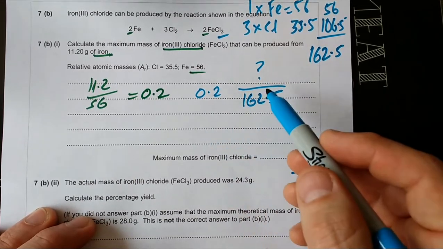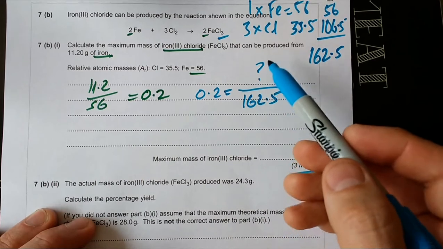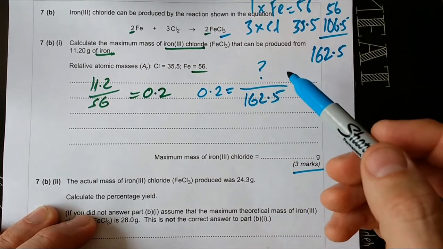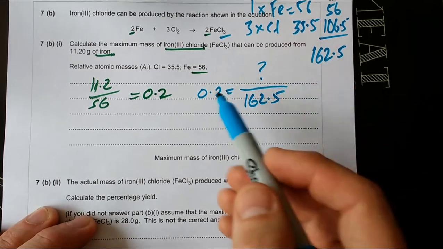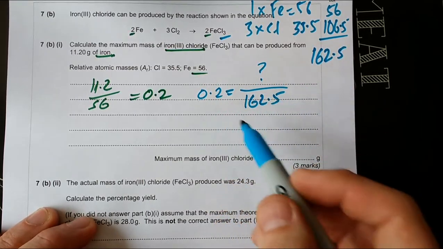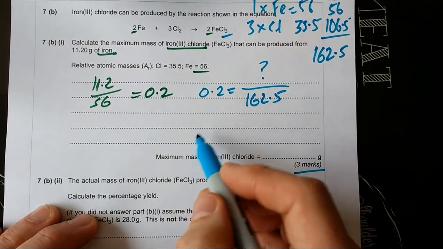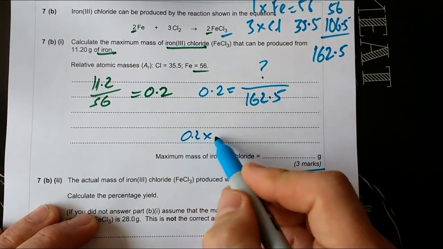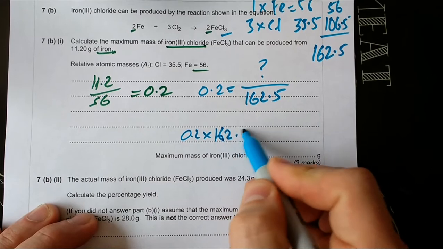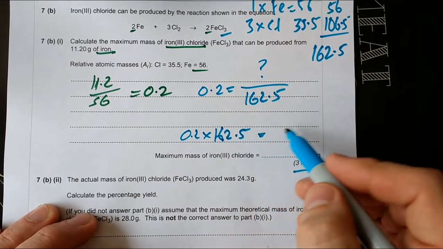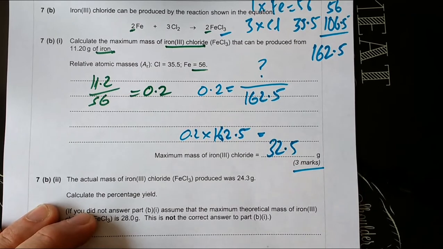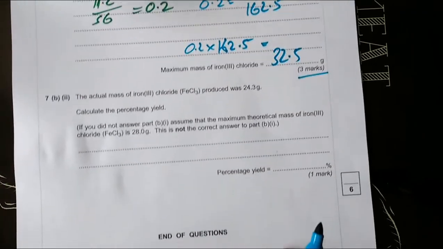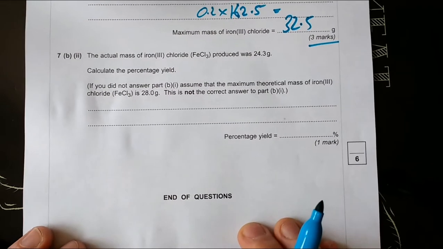You rearrange that equation to get the unknown. Now obviously, you need to know how to rearrange equations, but it's very simple. You just times the number of moles by the MR, and that will give you the mass anyway. So it's 0.2 times 162.5, and that will equal 32.5.